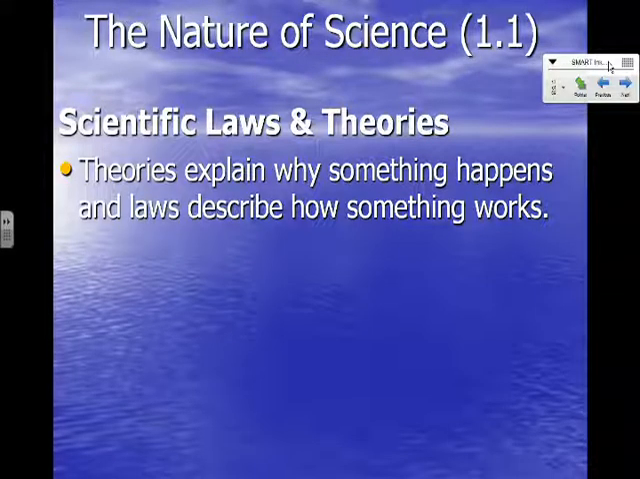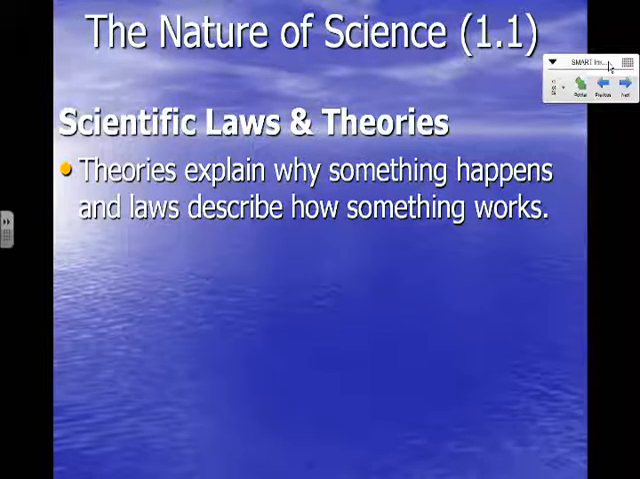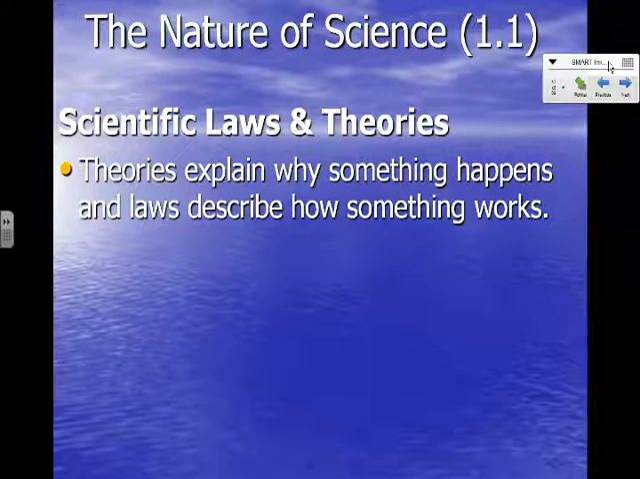Now, an example of a theory would be the Big Bang Theory, which can be controversial. Some people believe the Big Bang Theory is true and proven. Some people do not believe it's true and do not believe it's proven. So that is a scientific theory that explains why something happened. The Big Bang Theory supposedly explains how we came into being and how the Earth came to be. The Big Bang Theory is a theory. It has not been proven yet.